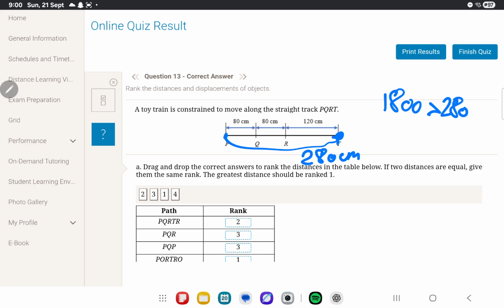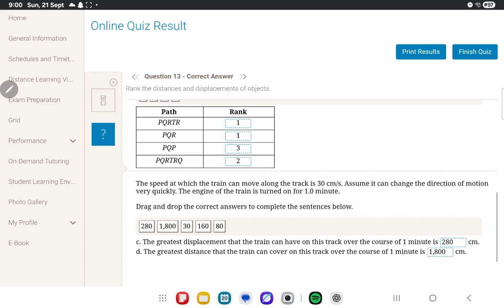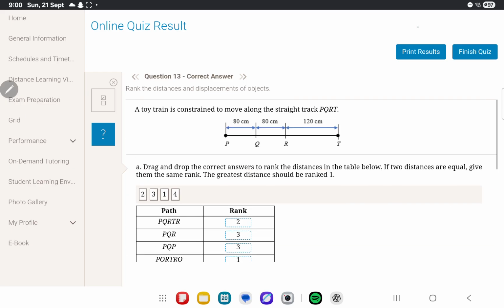So the greatest displacement it can cover is obviously this whole thing, right? Because it can go all the way here and then stop, right? It can stop here, because that's the greatest displacement covered. Done. So that's why the greatest displacement is just all of these added up.